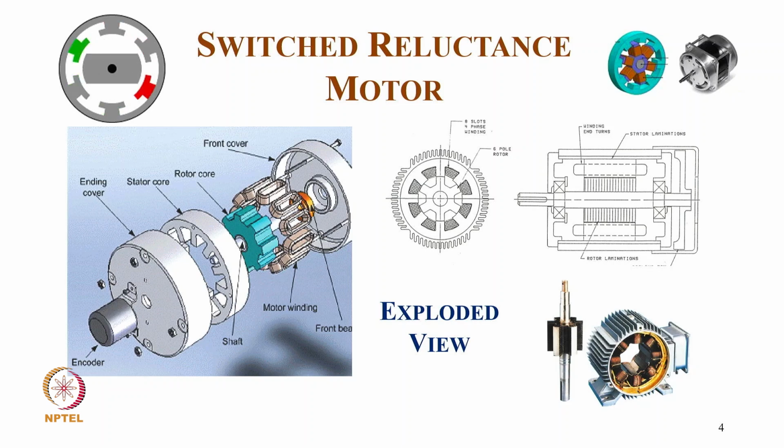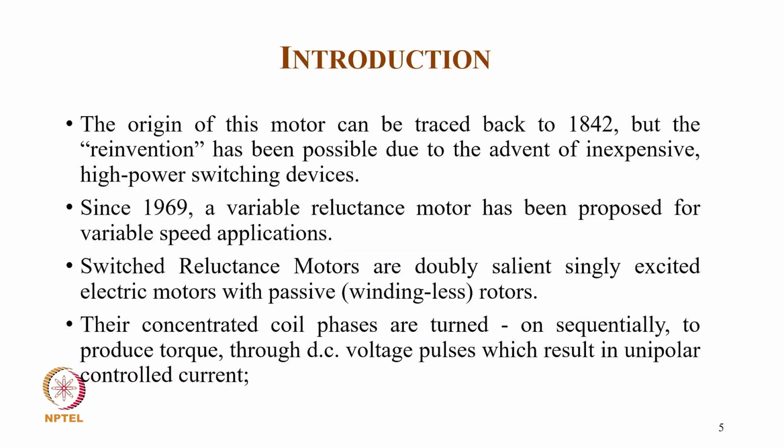So you have a concentrated winding on the stator, with only 3 poles, and you have a cylinder on both stator and rotor, and you can see the cylindrical rotor, and you can see a flooded form of this also. The origin of this motor can be traced back to 1842, but the reinvention has been possible due to the advent of inexpensive high power switching devices.